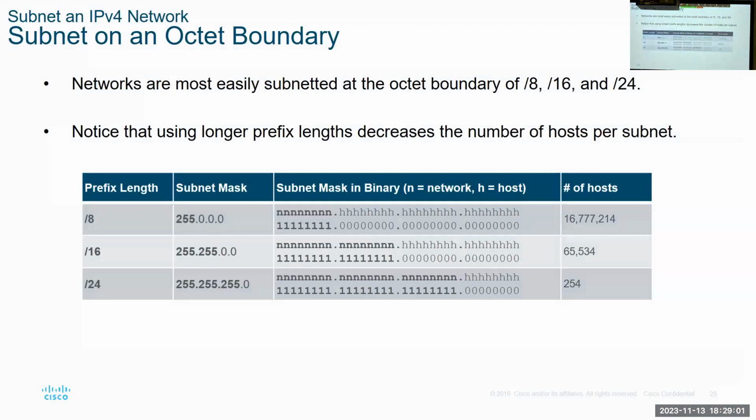All right, so we'll talk about subnetting. Octet boundary subnetting is the easiest thing. It's the most straightforward thing to do. And it's good to do an example of that, so I'll bring up the whiteboard.